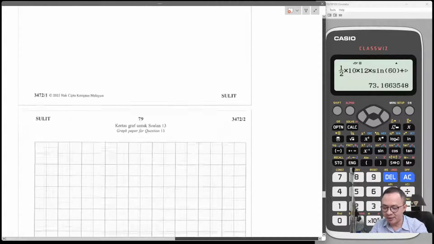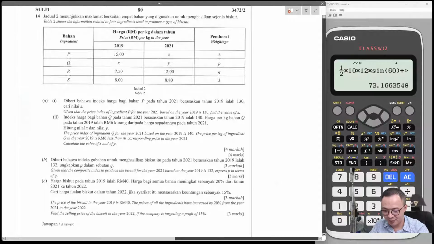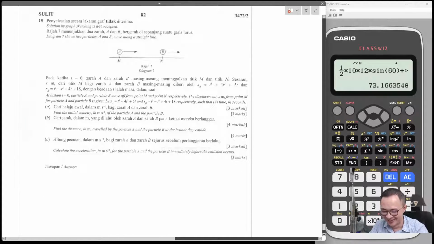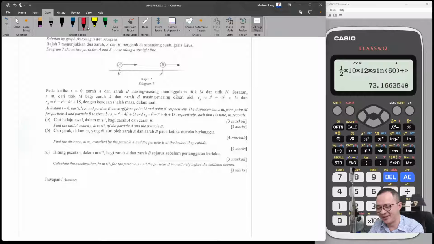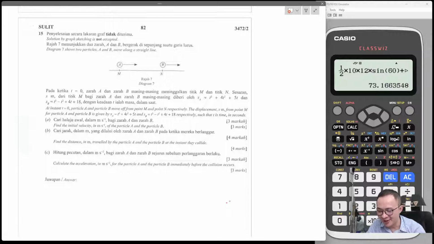Okay, linear programming I confirm skip. I don't like index number. Kinematics is hard, let's do kinematics. My favorite is kinematics. Okay, so diagram 7 shows two particles A and B moving along a straight line. At instant t equals 0, particles A and B move from the points M and N respectively.